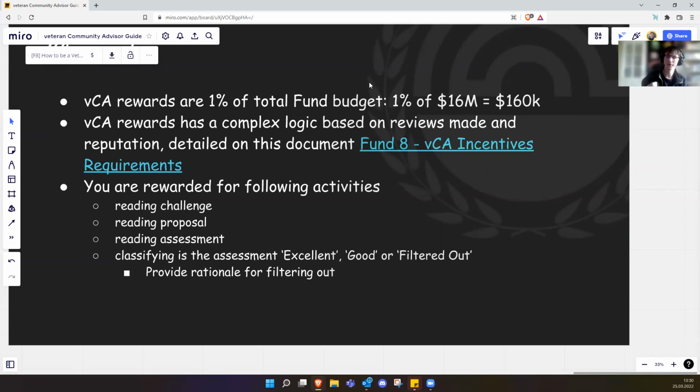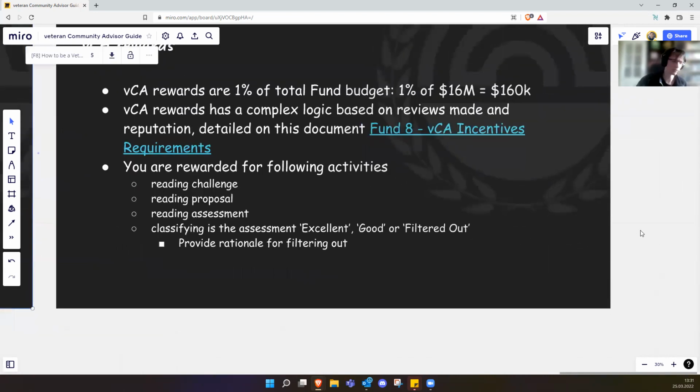So if you're here the first time as a VCA and do 100 assessments, let's say, you get a specific amount of rewards. And let's assume the funding amount does not decrease, and the next fund you come back and do the same amount of reviews, you'll actually get a little more rewards, because you're already an accepted veteran community advisor who has over time come back to contribute and help check the quality.